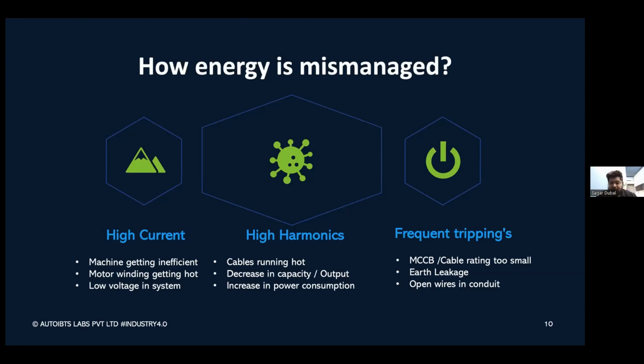Then frequent trippings. This is not a big problem in terms of power costing, though it can be, but in terms of downtime, this is a big problem. If your system is getting tripped frequently, it can be due to the MCCB rating getting smaller because you keep on expanding and you don't increase your MCCB. It is one of the last things that you will think of doing.